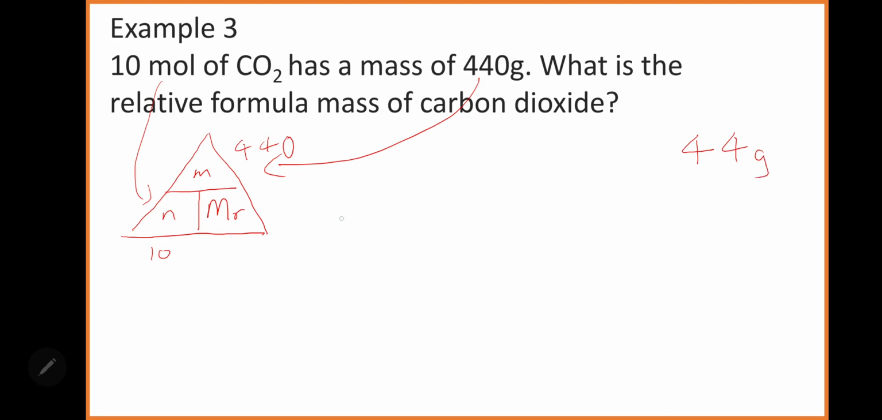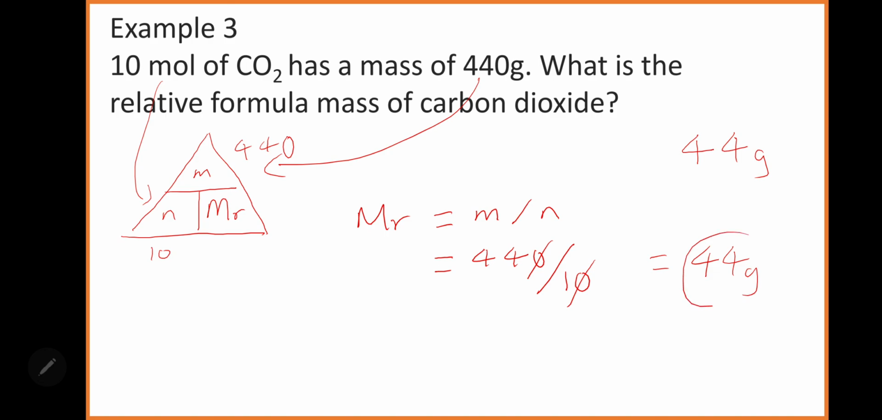So Mr will equal mass divided by number of moles. So this equals 440 divided by 10. Now if I take the zeros away, this equals 44 grams, as we already said.